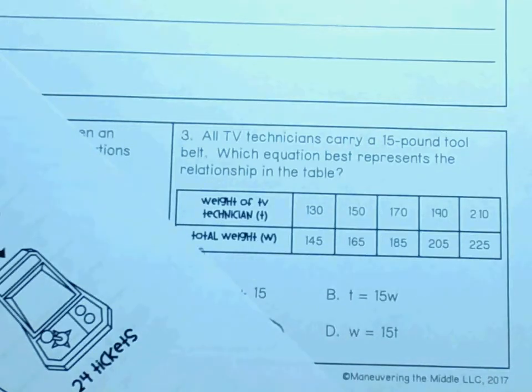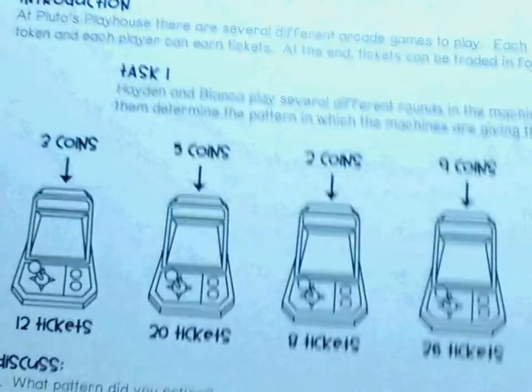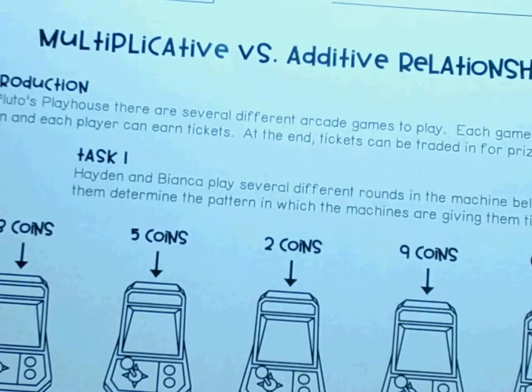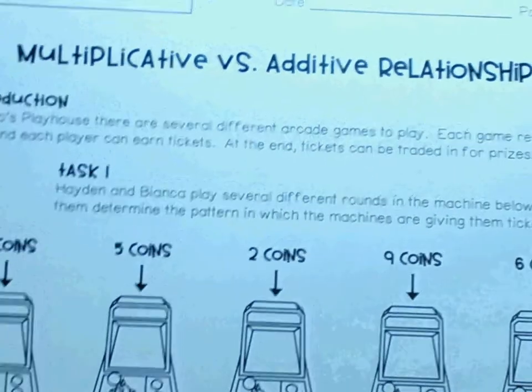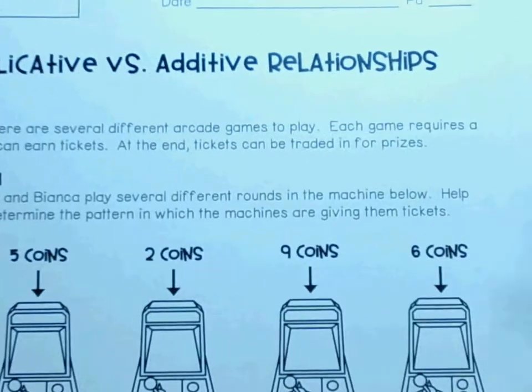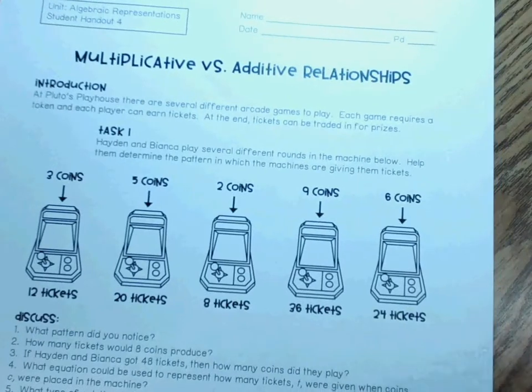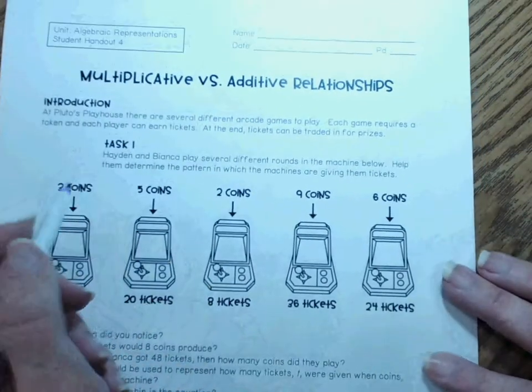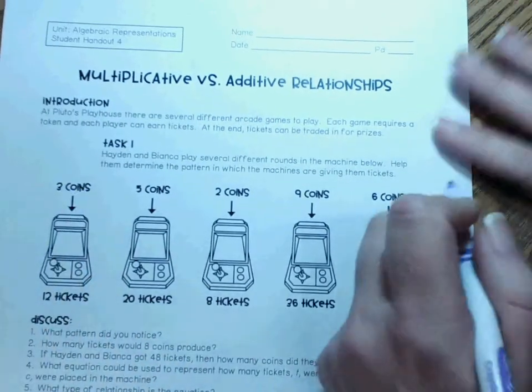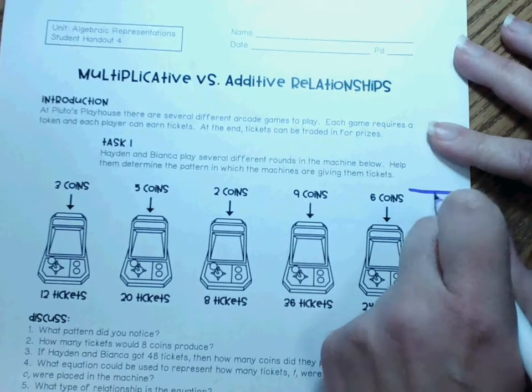For the students that were absent today, I'm going to go through it pretty quick. Pluto's Playhouse. There were several different arcade games to play. Each game requires a token, and then it gives you tickets. You earn tickets, and at the end, tickets can be traded in for prizes. Pretty simple. So let's create a table over here on the side.